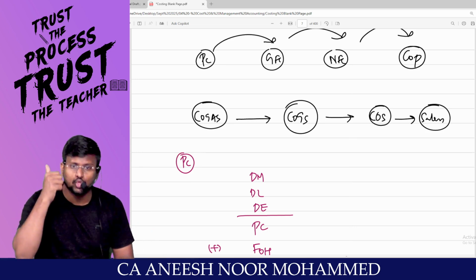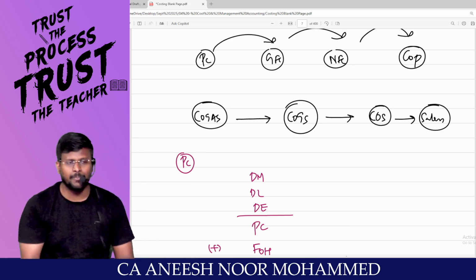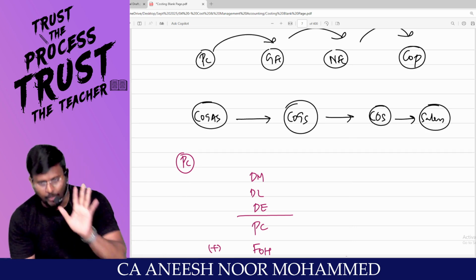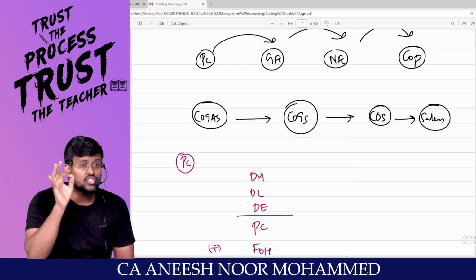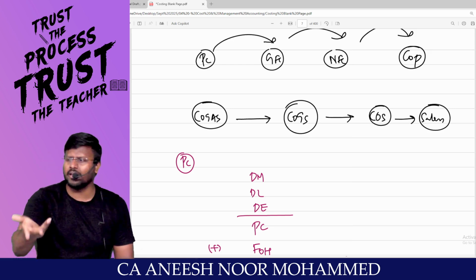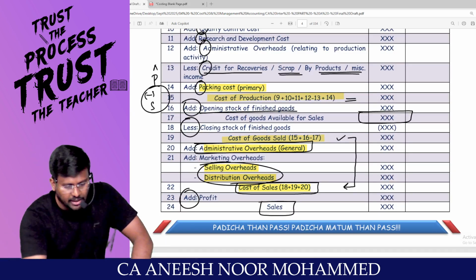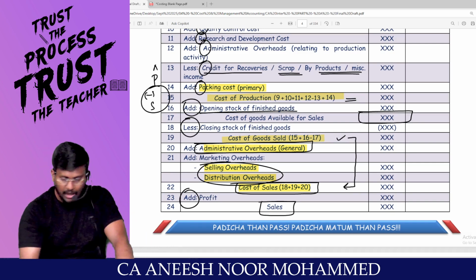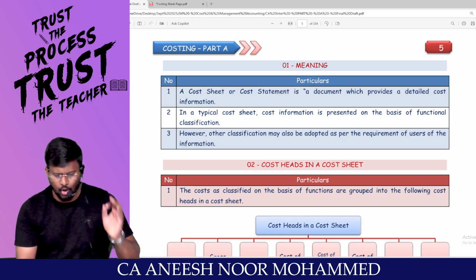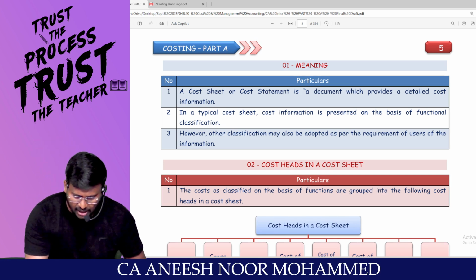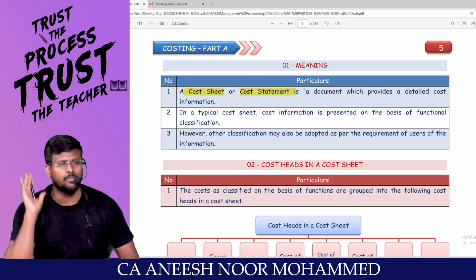Cost of goods sold. Add general administration overhead. Add selling and distribution overhead. Cost of sales. I will be adding my desired profit. I will get the sales. Comfortable, sir? Are you really with me, sir? Sir, then what is a cost sheet? Cost sheet is, sir, a cost statement.